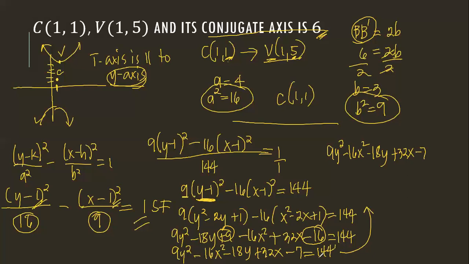So this 144, ipapasok mo sa loob, negative 144 equals 0. So to get the general form, we have 9y squared minus 16x squared minus 18y plus 32x, then negative 7 minus 144 is negative 151, equals 0. So this is our general form.